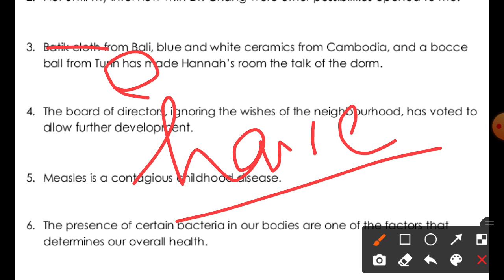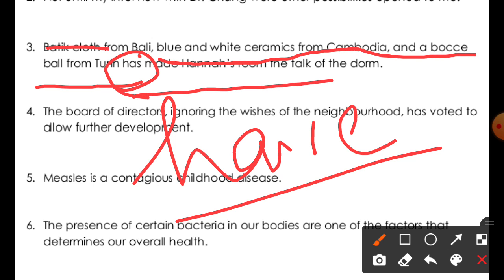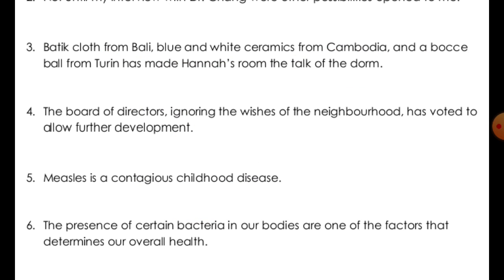Batik cloth from Bali, blue and white ceramics from Cambodia, and a Bosche ball from Lurin have made Hana's room the talk of the dorm. Okay, have will replace has. Now there is harmony between subject and verb. Clear? Now let's see the next sentence.